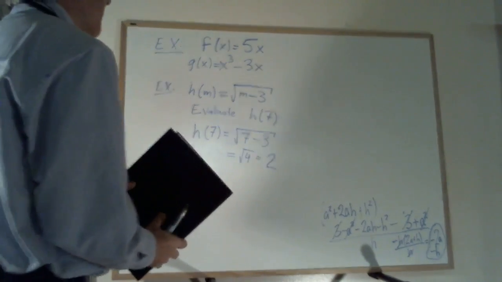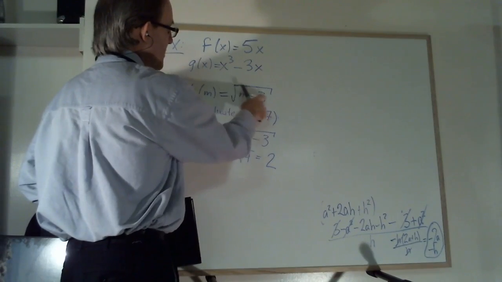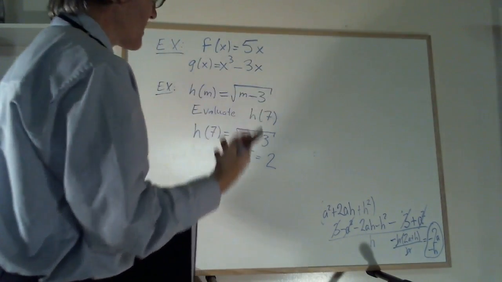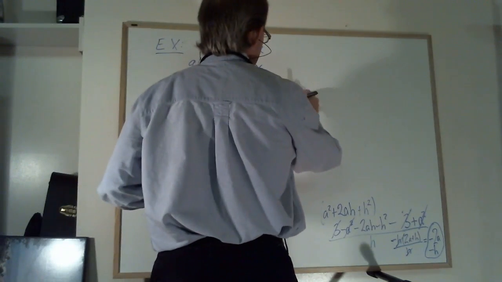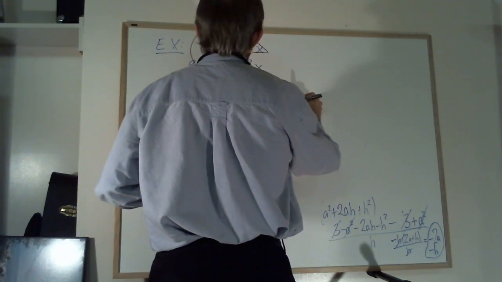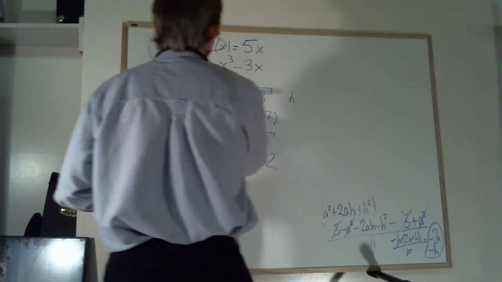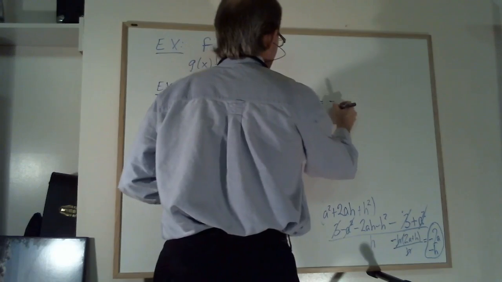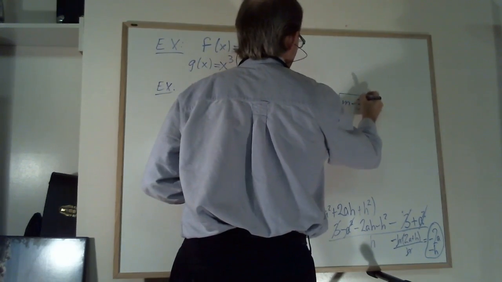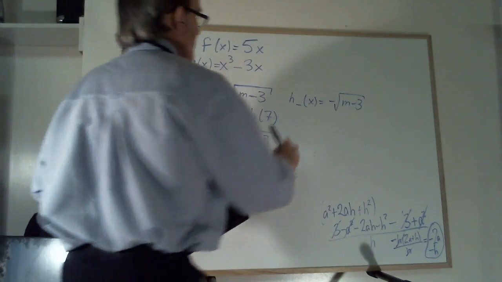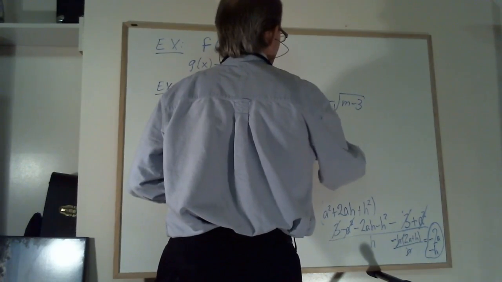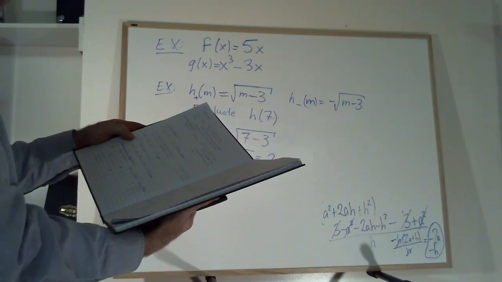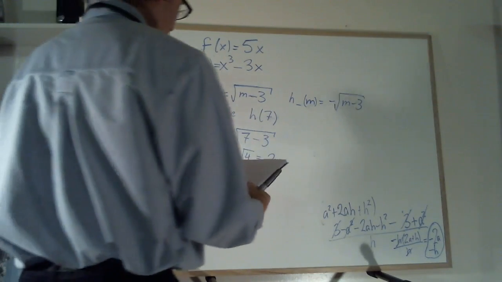This represents only the positive value of the square root, remember? The square root sign. If I wanted the negative square root, I would have to write a negative sign in front. So let's say if I call this h plus, and this h minus, the h minus might have this 4. Oops, put an m in there.